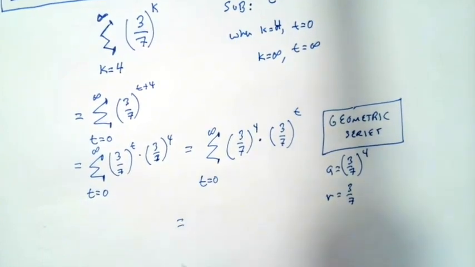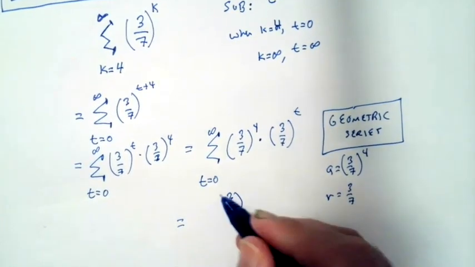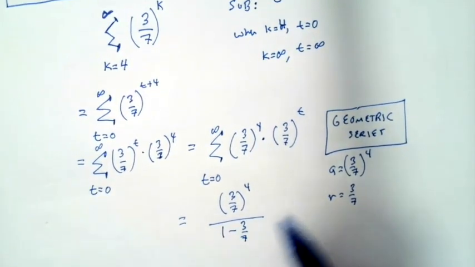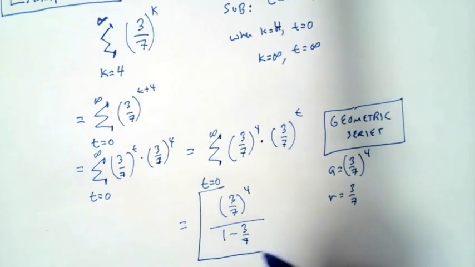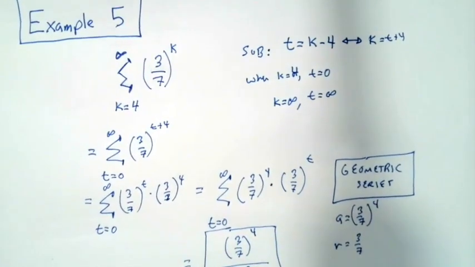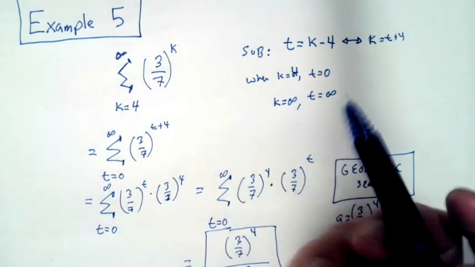So this converges, and this value is equal to 3/7 to the 4th over 1 minus 3/7. I could simplify that if I wanted to, but for right now, I'm just going to call that my final answer. The key is sometimes things don't look exactly like the geometric series format that you're used to, and that's okay. You just work around it by rewriting it in a form that makes sense.